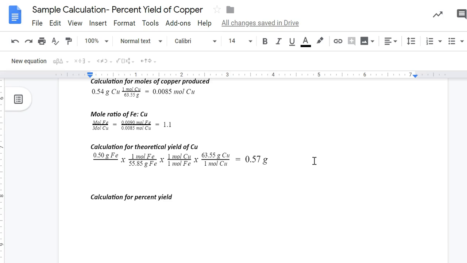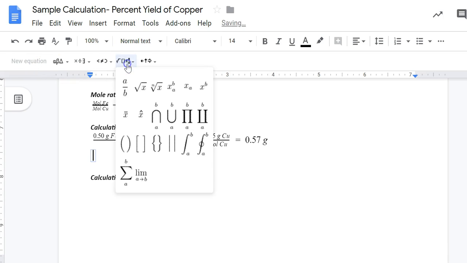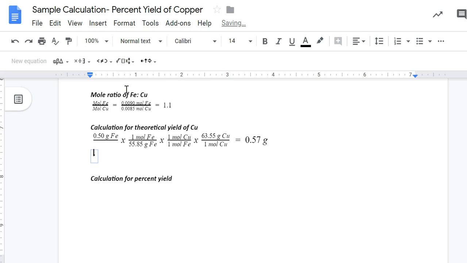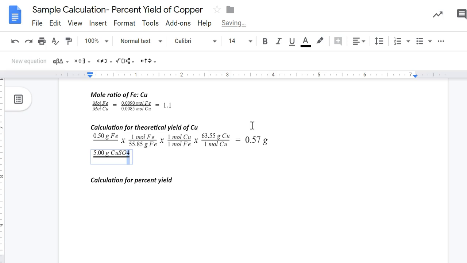All right, we have a second calculation for theoretical yield. We used 5 grams of copper 2 sulfate. So when we are in the equation function, we cannot go to text and subscript. It's not going to change it to a subscript. Control comma also will not work.